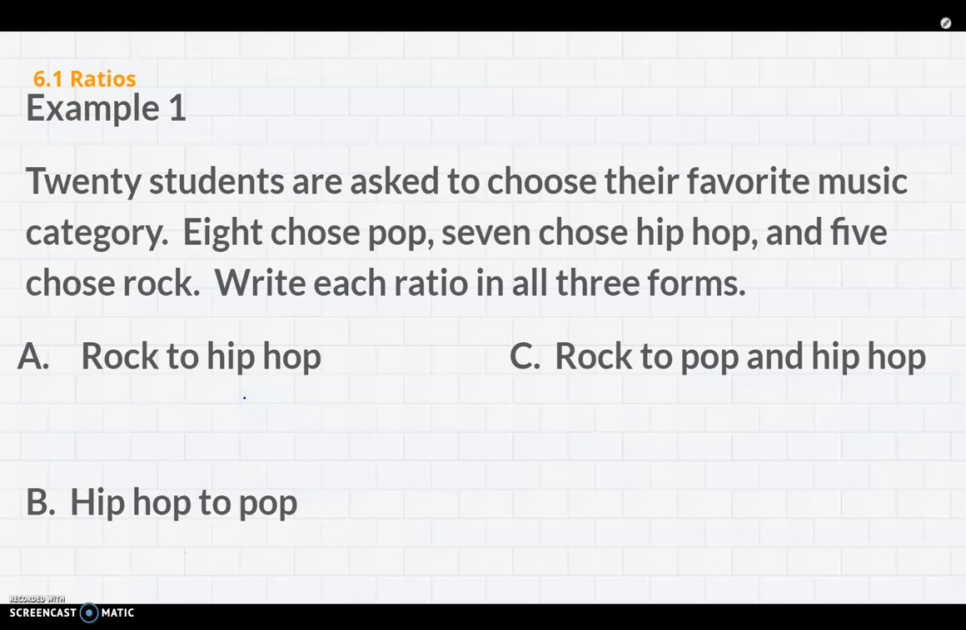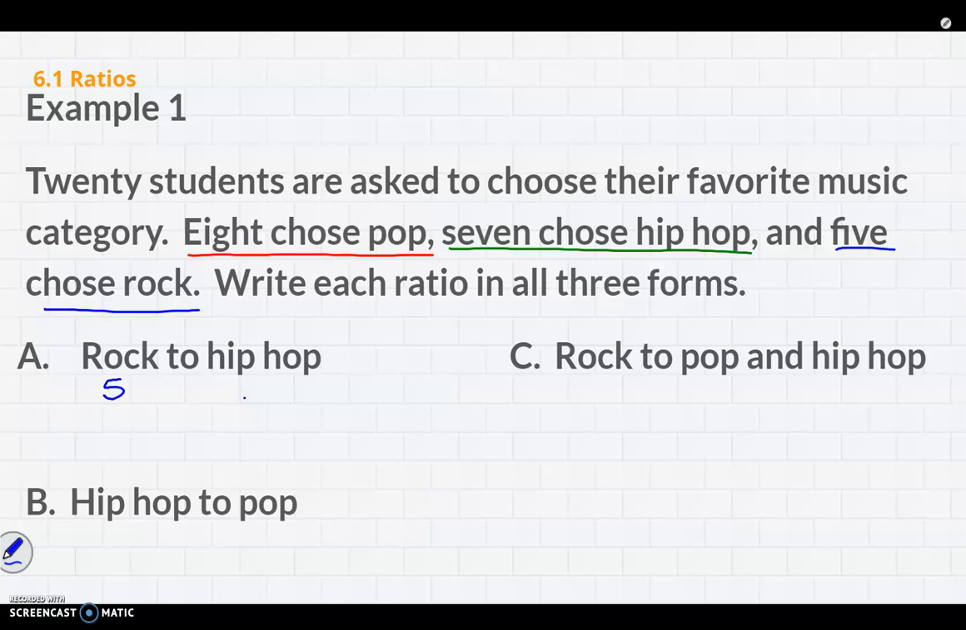So let's take a look at our first example. We have 20 students who are asked to choose their favorite music category. 8 choose pop, 7 choose hip hop, and 5 choose rock. We're going to write the ratio in all three of the forms that we talked about. So I want to know rock to hip hop. Again, a ratio is comparing quantities. So the quantity of rock, the number of students that liked rock, was 5.